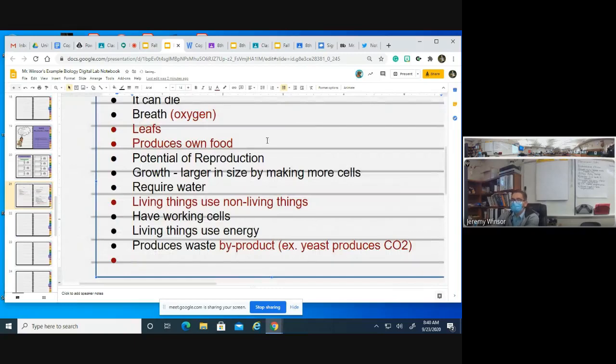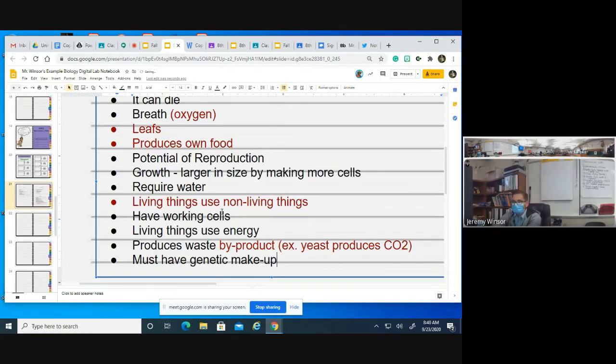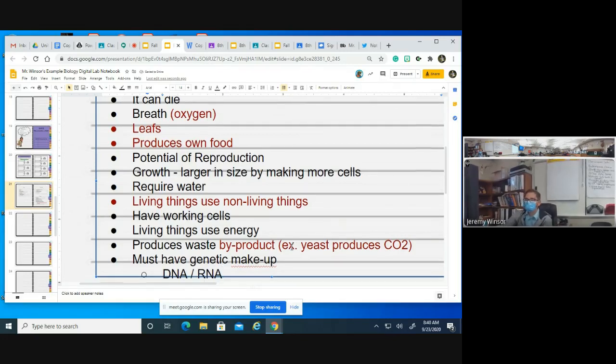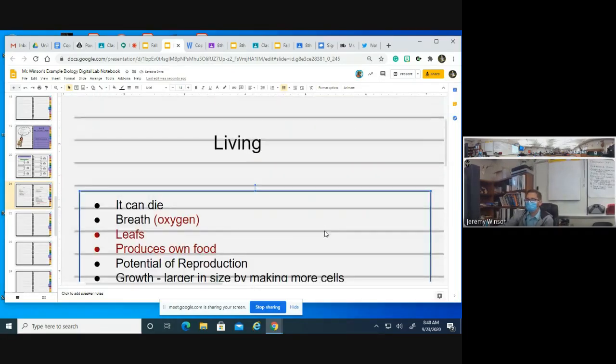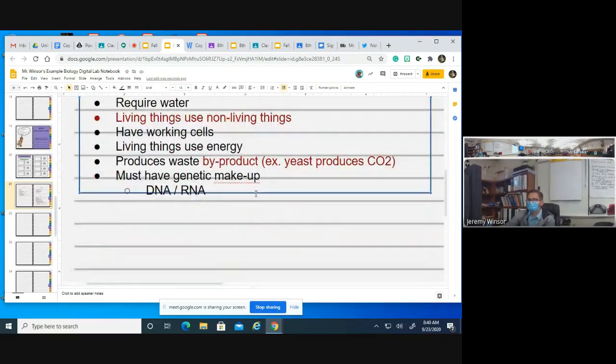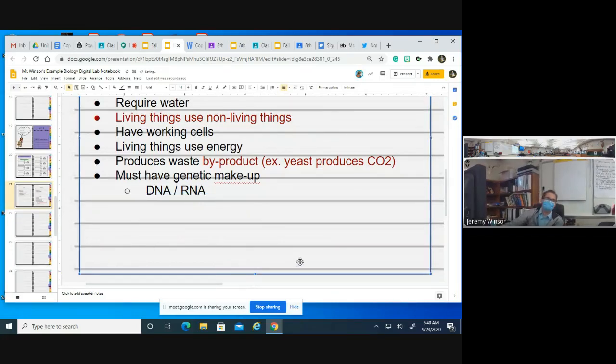And so we're saying must have genetic makeup, and we said DNA/RNA. Can we all agree upon that? Are we okay with genetic makeup, DNA, RNA, and all living things?